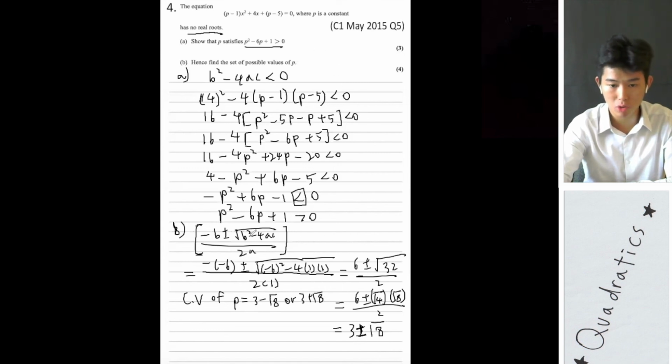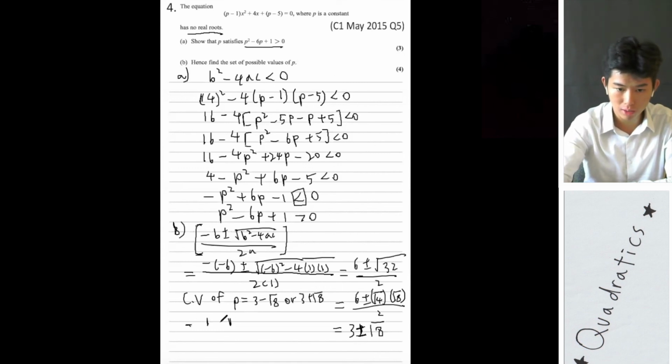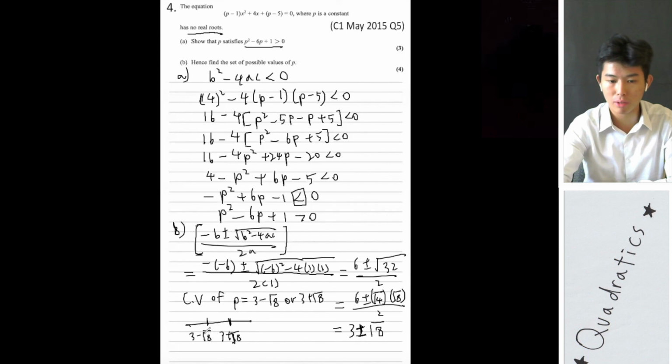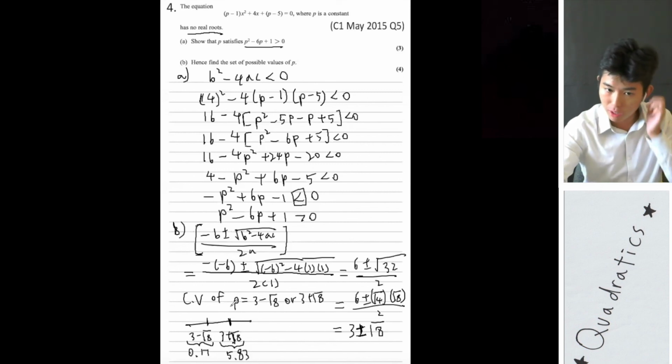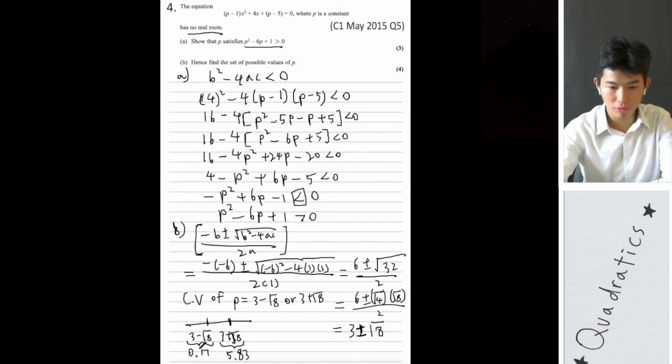Okay, so we have to find the range now. If I put 2 dots here on a number line, 3 minus root 8 and 3 plus root 8. And we all know that 3 plus root 8 is larger than 3 minus root 8. So 3 minus root 8 should be equal to 0.17, and 3 plus root 8 should be equal to 5.83. So we have to substitute values of p between 0.17 and 5.83.